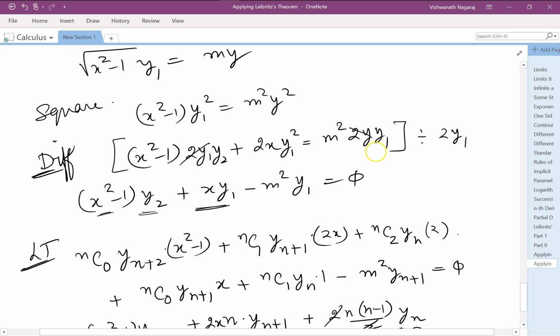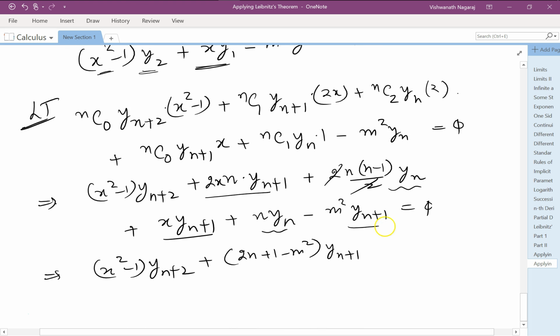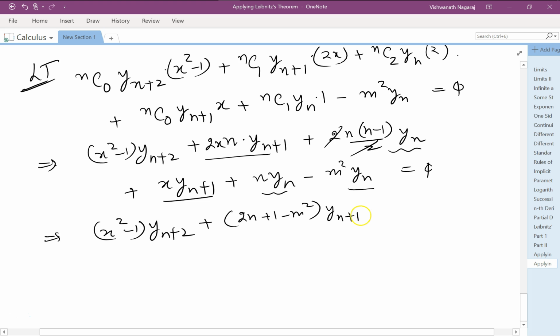So I have cancelled y instead of y1. We are dividing it by y1. So 2y. So this and this get cancelled and we are left with y. So if that is y, this is yn. And this is yn. So if that is yn, then that is not a like term with this. It is a like term with this. So which means 2n plus 1 xyn plus 1.